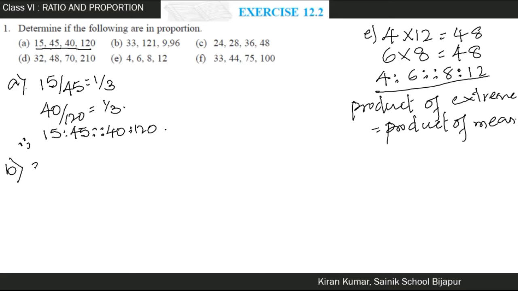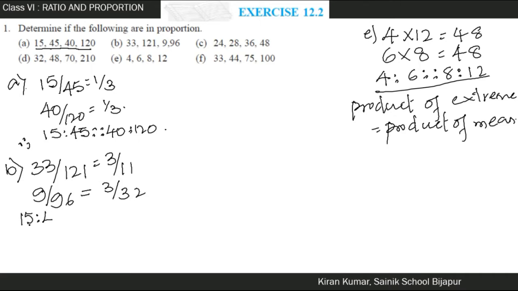Look at B. If you take the ratio 33 upon 121, we can simplify this as 3 by 11, and 9 by 96, on simplification, we get 3 by 32. So the ratios are not equal. We say that 33 is to 121 is not equal to 9 is to 96. They are not in proportion.